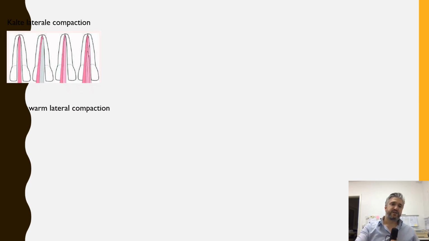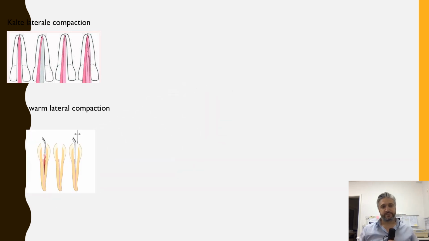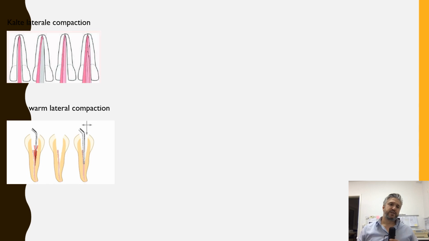The next one is the warm lateral compaction technique. This is a little bit difficult to perform. You put your cone inside the canal, you put your pack instrument down and the filling up to 3 or 4 millimeters, then you activate the pack instrument with heat and compact the material to the wall, and then put the next gutta percha point inside and compact it to the wall. You will mostly end up having the whole material removed from the canal while you are removing the pack instrument from the canal. This is very difficult, not that effective.